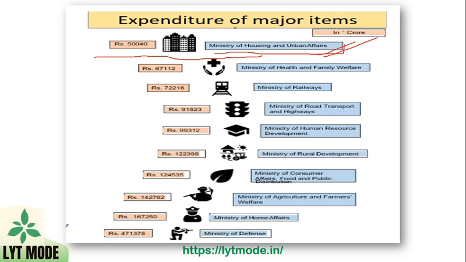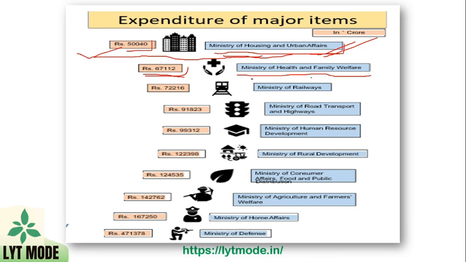Okay, so the amount allocated for the Ministry of Housing and Urban Affairs by the government in the budget is rupees 50,040 crore. This is 50,040 crore allocated for the Ministry of Housing and Urban Affairs. And here is 67,112 crore allocated to the Ministry of Health and Family Welfare.